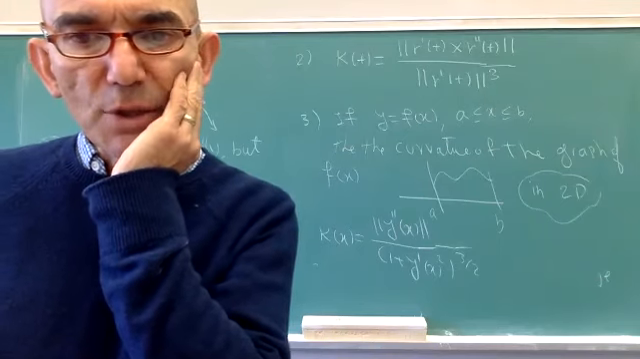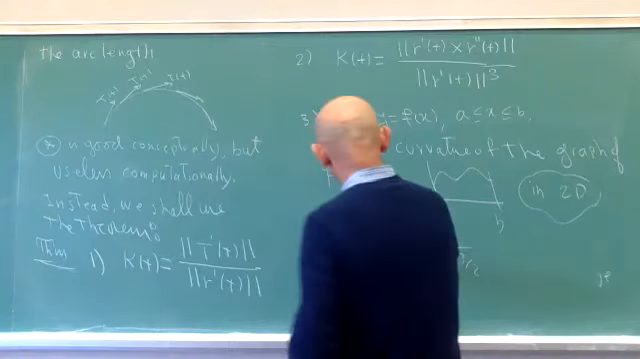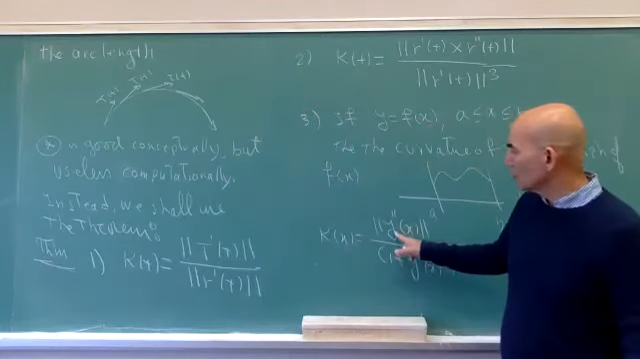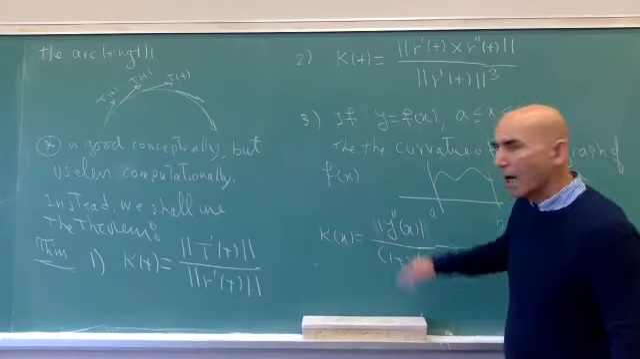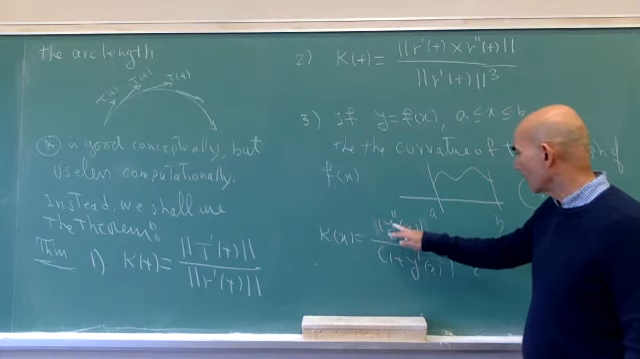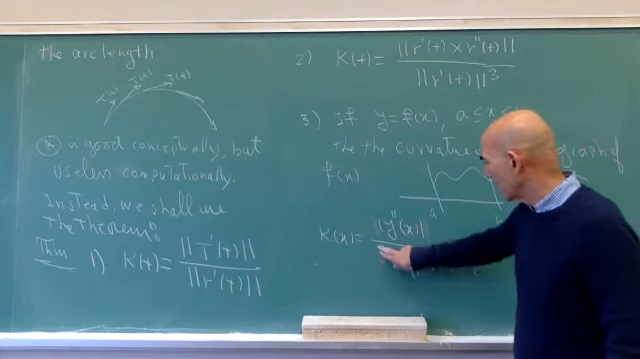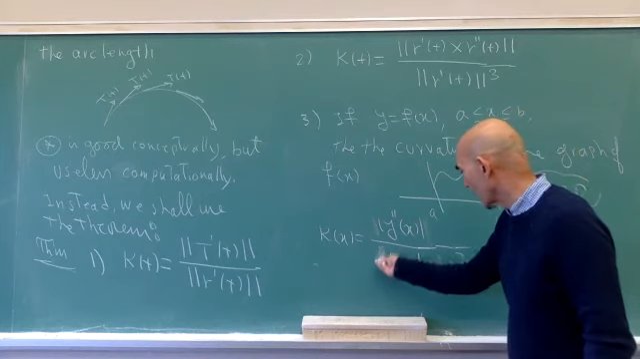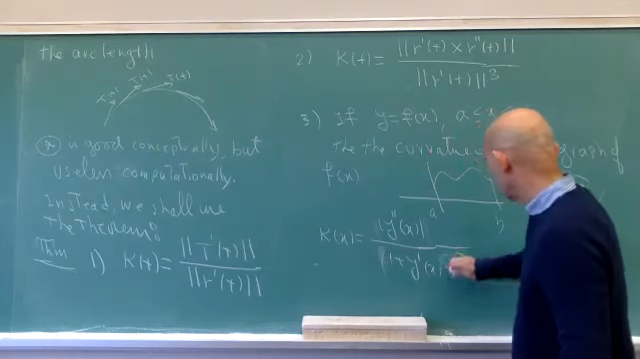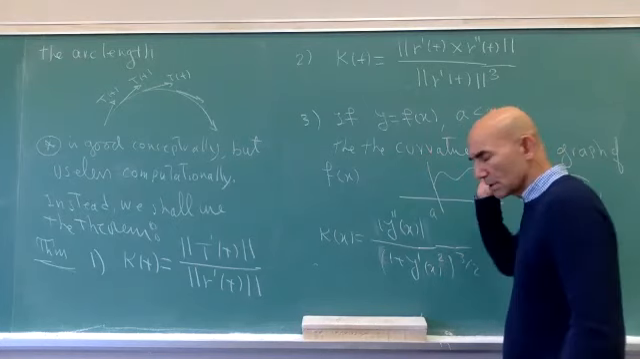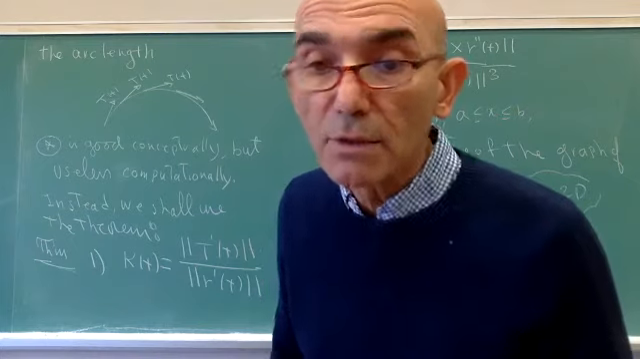What's the last equation again? Oh, what is the last equation? Oh, this one? Kappa of x is equal to the absolute value of y double prime of x over 1 plus y prime of x squared to the power 3 over 2. Oh, yes, no, that's correct. No, everything is okay.